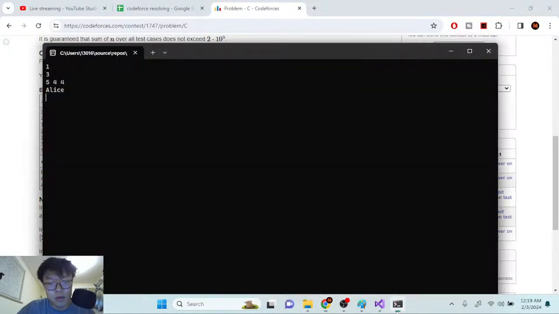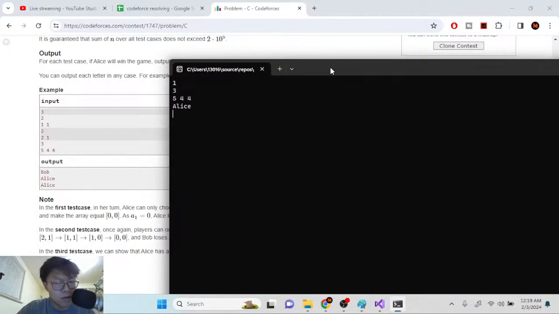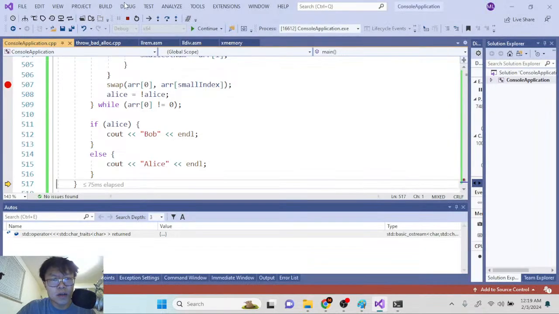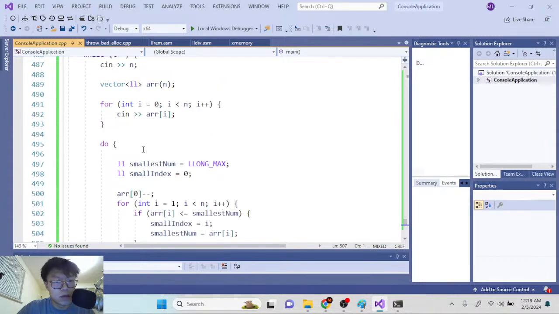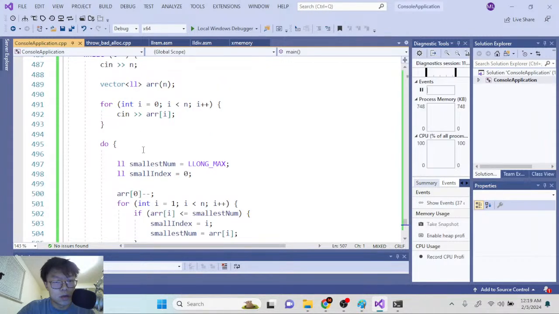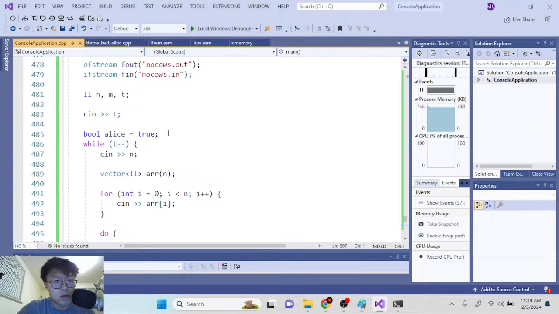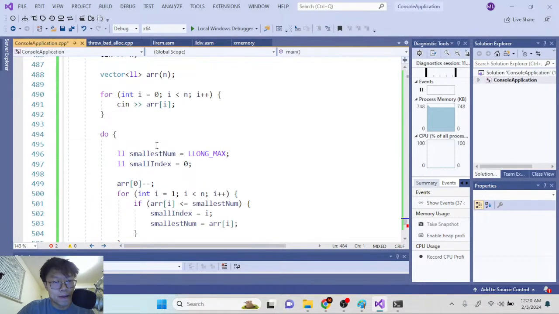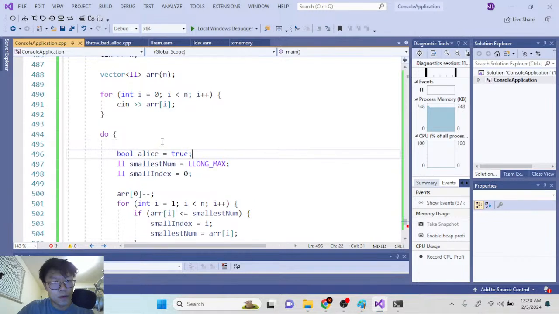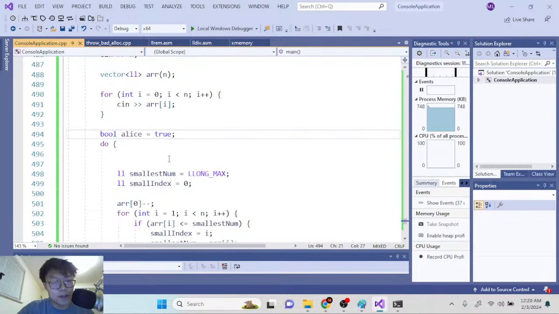Yeah. That's right. I got it right. Wait. Oh, wait. Am I not resetting the Boolean? That might be why. Oh, I'm not resetting the Boolean. I need to do that after every test case.